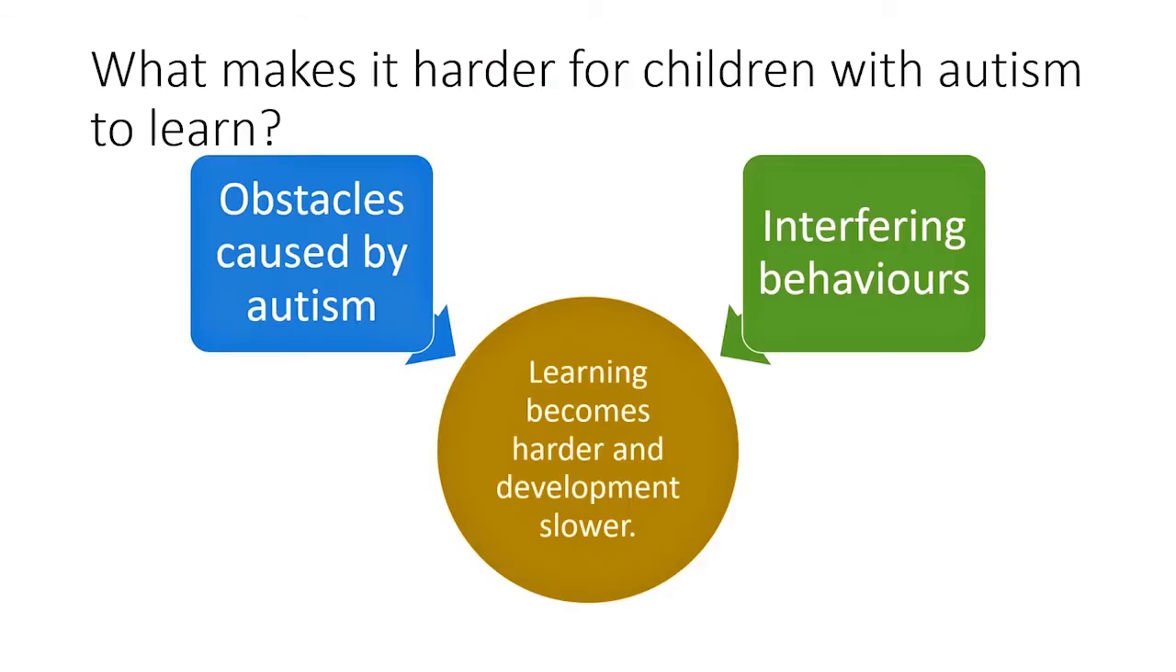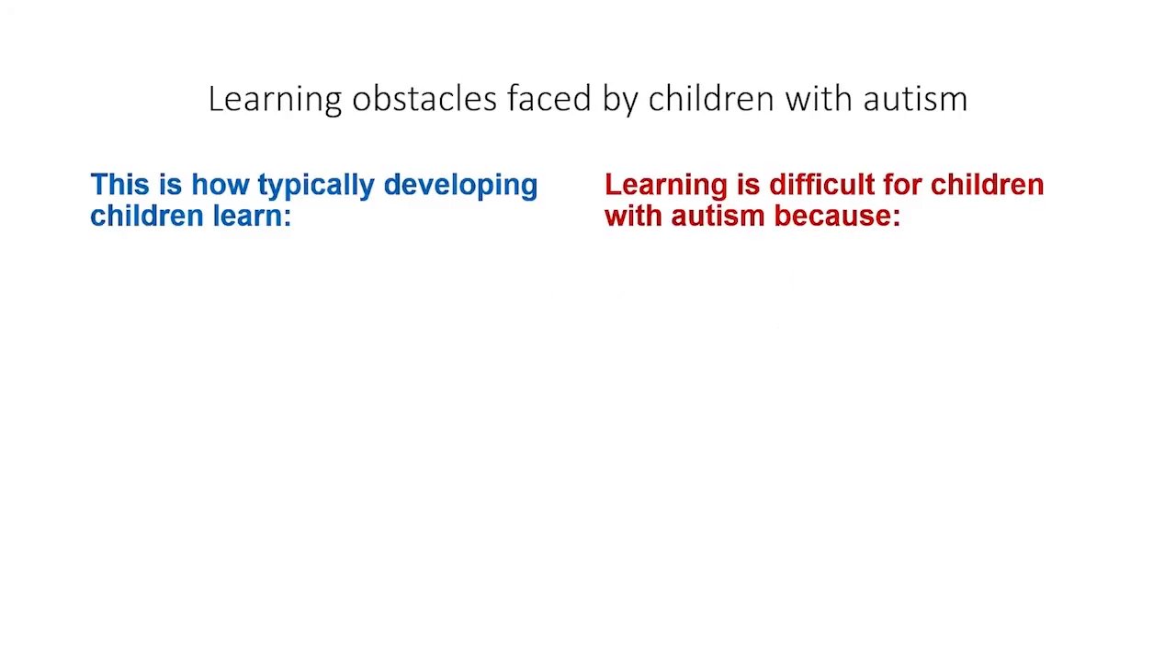It is much harder for children with autism to learn. But why? There are two reasons for it. One is that there are certain obstacles caused by autism itself in their learning. And the second, that there are certain behaviors that many children with autism have that interfere in the process of learning. And these two things often come together, and the learning becomes much harder, and their general development and learning slows down. So what are the obstacles faced by children with autism?